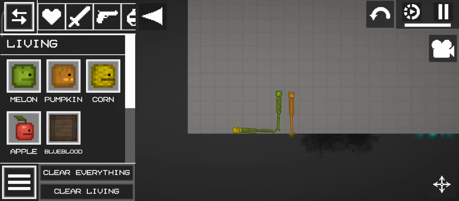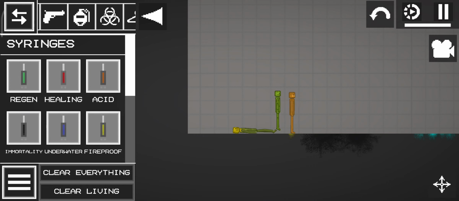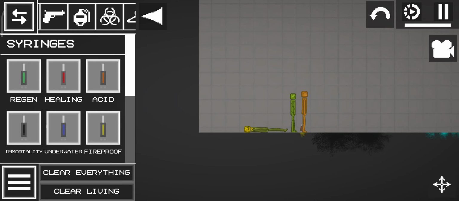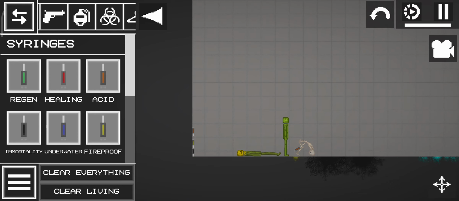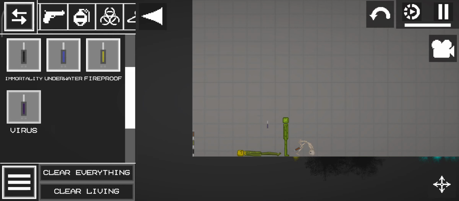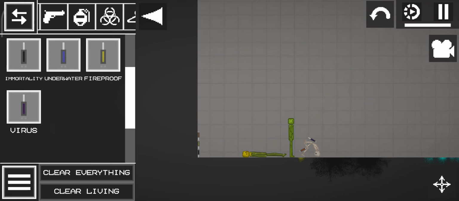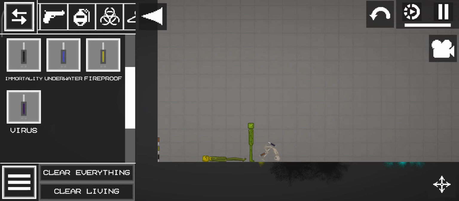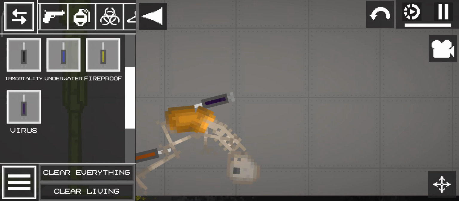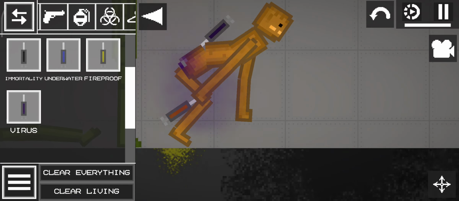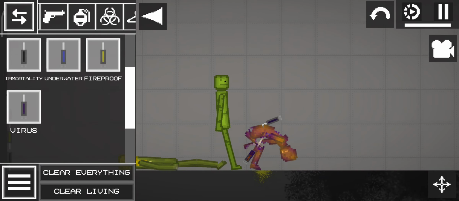Did you know that the zombie can cure you when you get the acid, then it will be turned into that. But instead of regen, you can also put a virus into it, and that will also regen you. See? And this is virus. Yes, he regen, then it became virus.